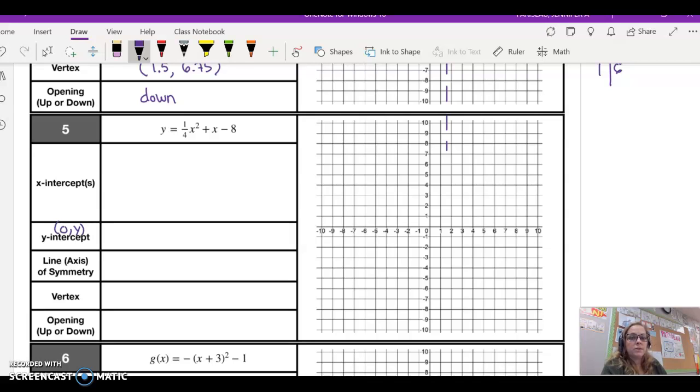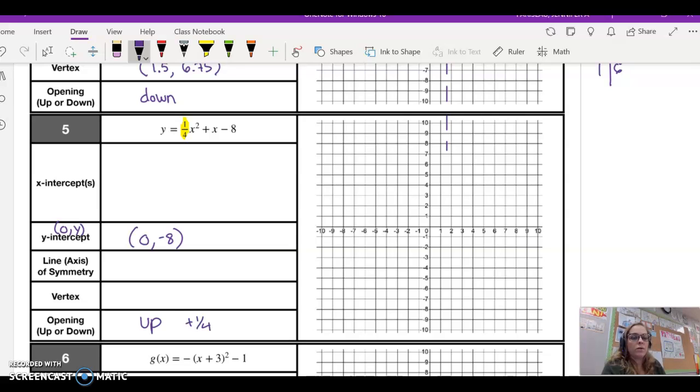So if we were to plug in 0 here, here, and here, that means that we would get y equals negative 8. So 0, negative 8 is where we'd go from there. Pretty much everything else, we are going to have to rewrite this to help us out. The only other thing I could get from this is that the parabola is going to be opening up because my a term is a positive 1/4. So it's going to be opening up.